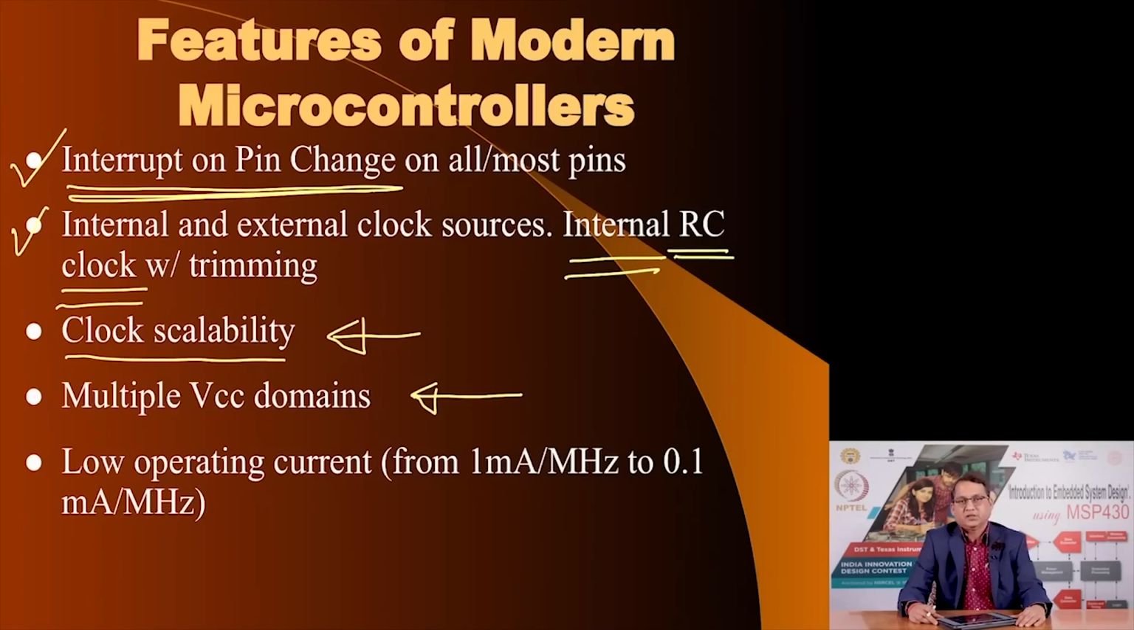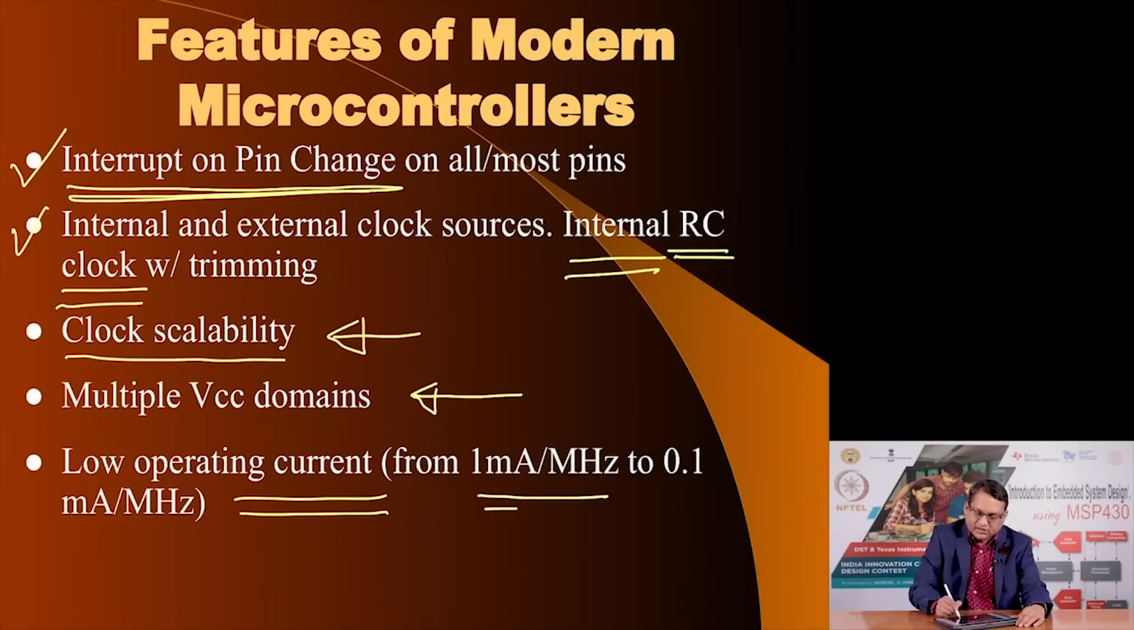MSP 430, the one we are going to use, is a simple microcontroller, and it requires just one voltage supply, but many ARM and advanced microcontrollers may require 2 or even 3 supply voltages, and it becomes the responsibility of you, the designer, to provide those voltages. Modern microcontrollers operate at very low currents, and typically these currents are in this range, roughly 1 milliampere per megahertz to roughly 0.1 milliampere per megahertz.